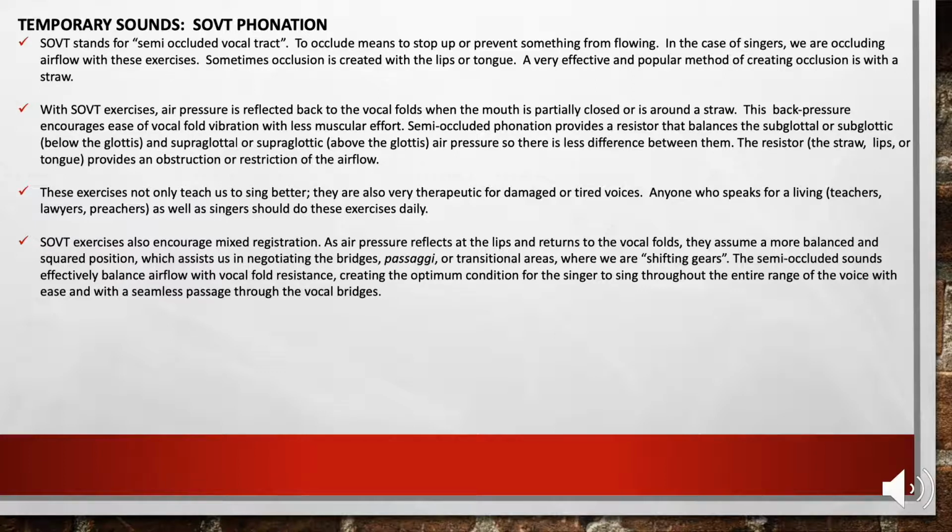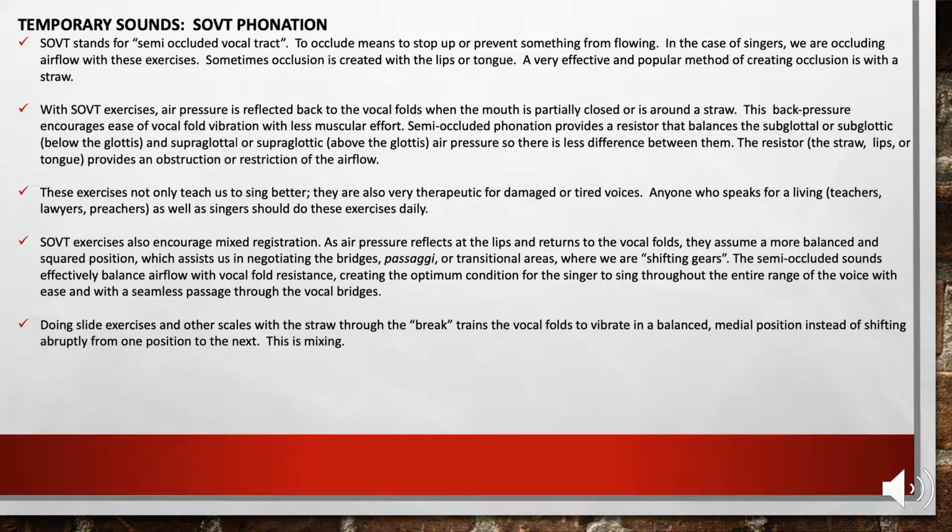As air pressure reflects at the lips and returns to the vocal folds, the folds assume a more balanced and squared position, which assists us in negotiating the bridges, passaggi or transitional areas where we're shifting gears. The semi-occluded sounds effectively balance airflow with vocal fold resistance, creating the optimum condition for the singer to sing through the entire range of the voice with ease and a seamless passage through the vocal bridges.